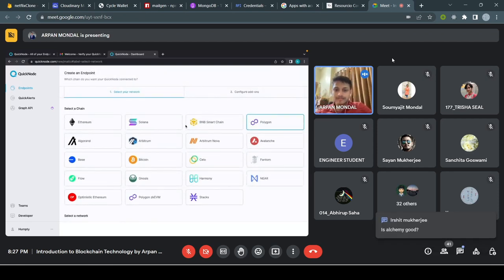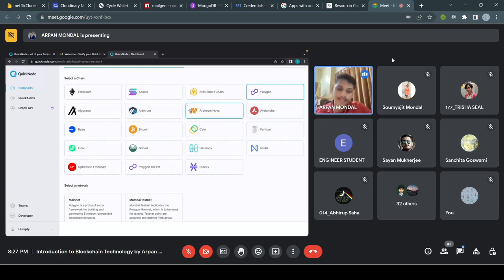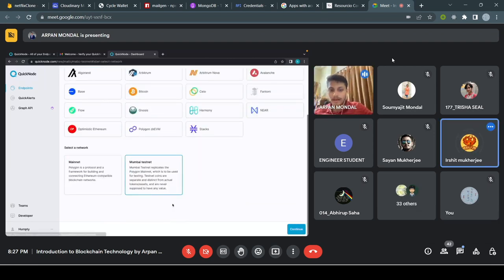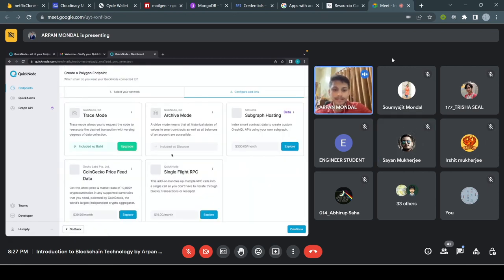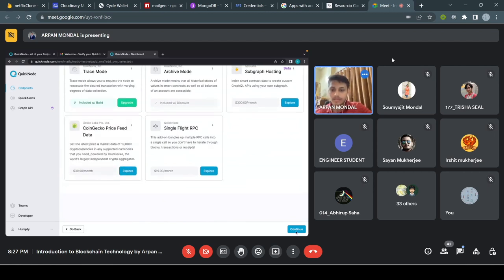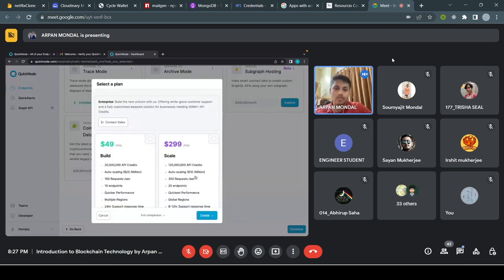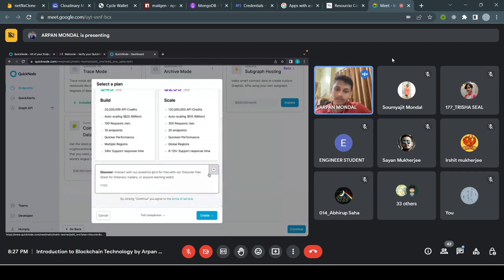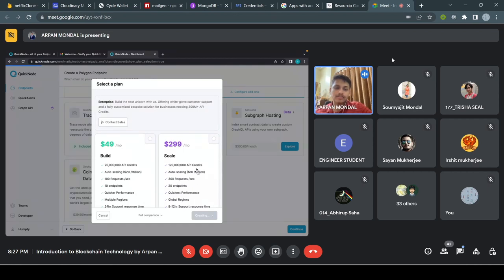Hello, everyone. Whoever is following this, please take a screenshot of this. Yeah, I've taken it. Mumbai testnet. And now we have created the RPC link right here. Okay, continue. Now, oh my God, it's paid. No, it's not paid, guys. It's for free, don't worry. It's going to create in a few seconds.